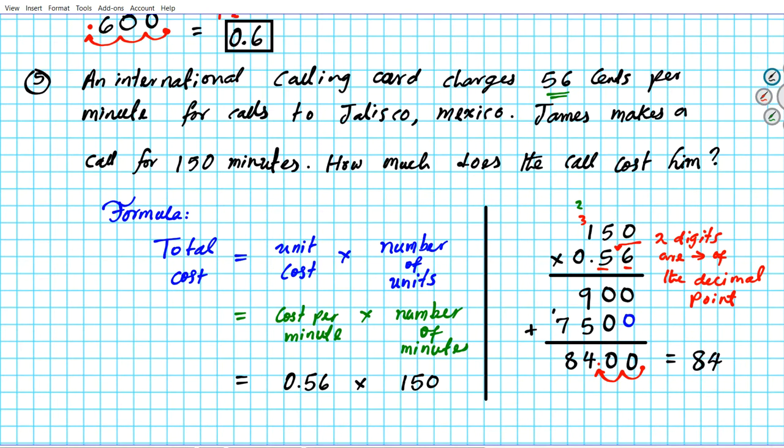What does this answer mean in the context of this problem? Let's write down our conclusion. Our conclusion is as follows. The call costs James $84. That's a lot of money.